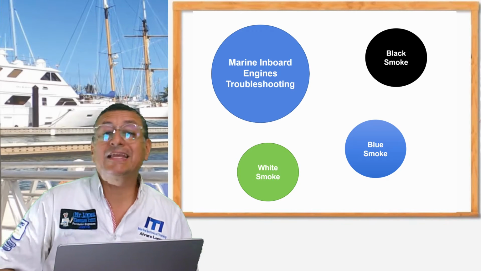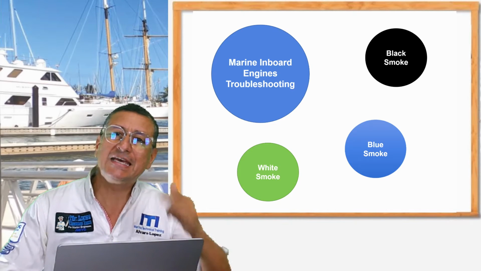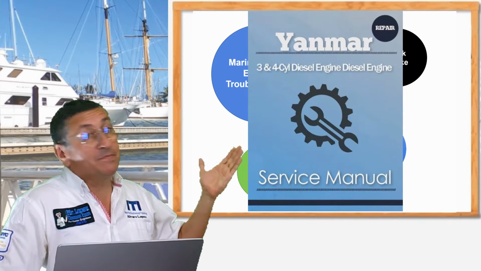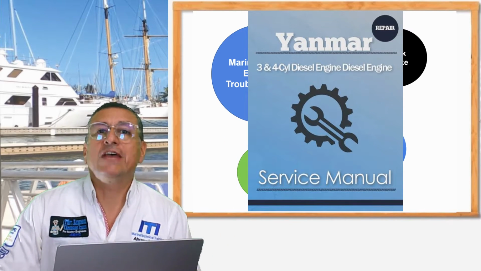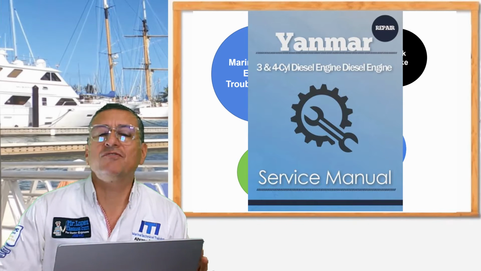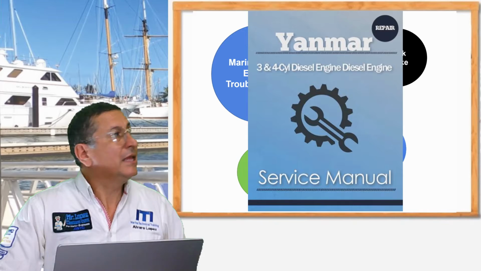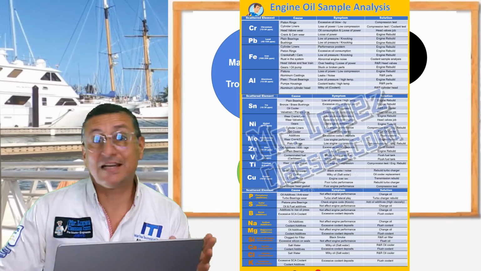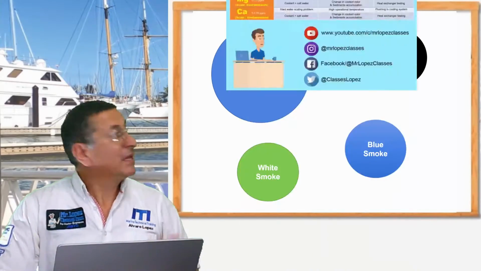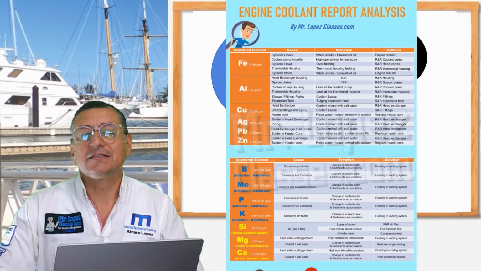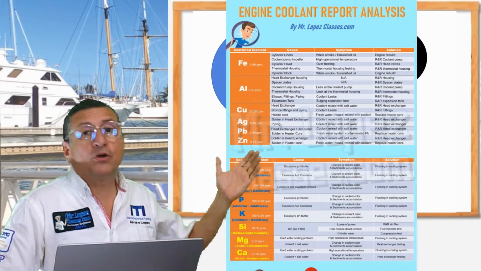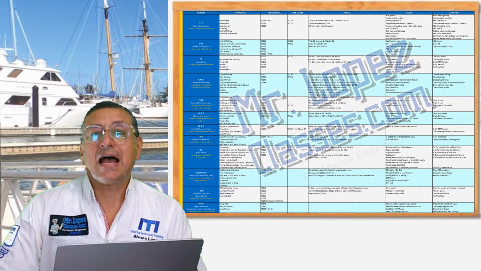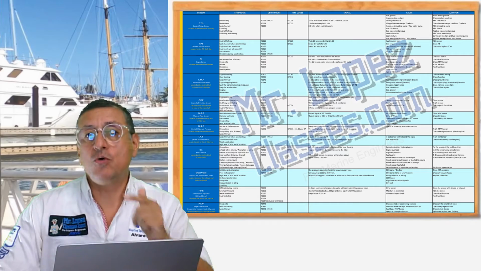Okay, we are going to check the tools that we are going to use in this diagnosis. Tool number one is the service manual of the engine. Try to get the service manual. Number two, the poster for the oil sample analysis. That's an important poster. Number three, the poster for the coolant sample analysis. And number four, the poster for the OBD2 codes analysis, the analysis of the codes.